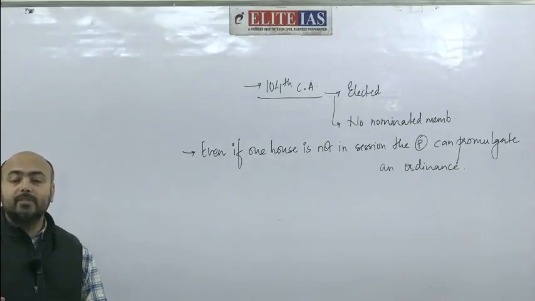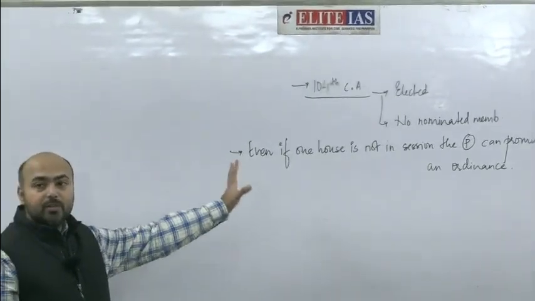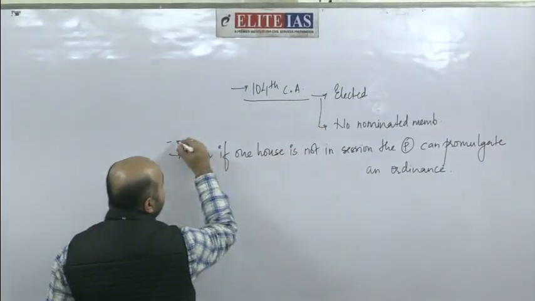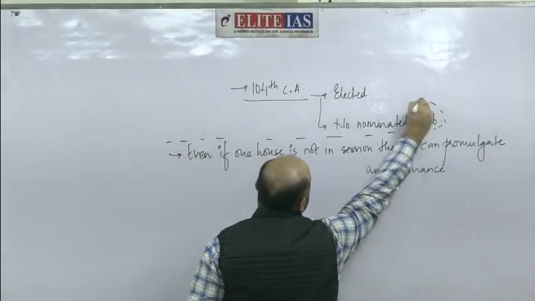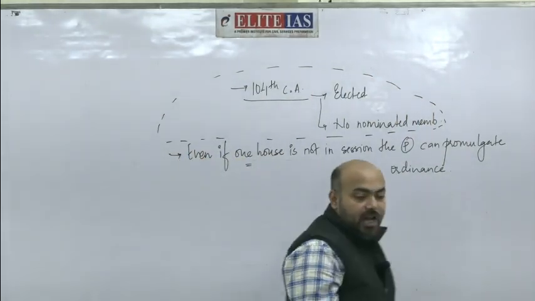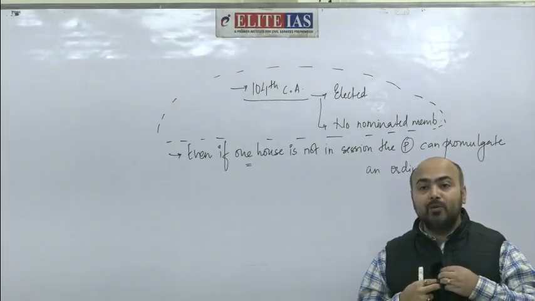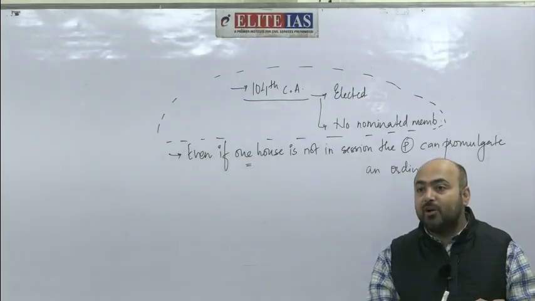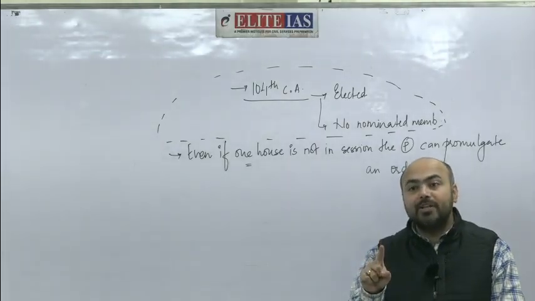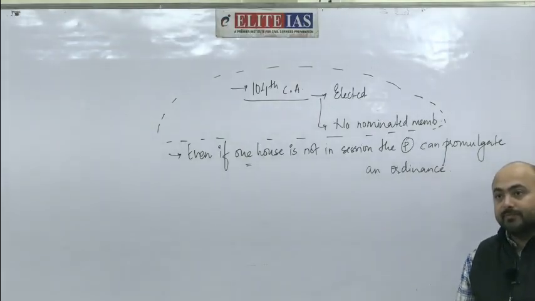Done this? Yes. No, this is not 104. This is different. The 104th Constitutional Amendment only deals with the earlier point. Even now, even if one house is not in session, this is already there. What I said was that both the houses shall not be in session, but that is not the case. Even if one house is not in session, the president can promulgate an ordinance. Clear?